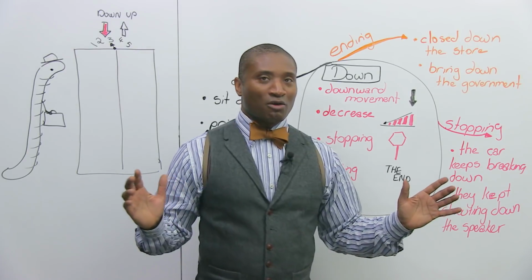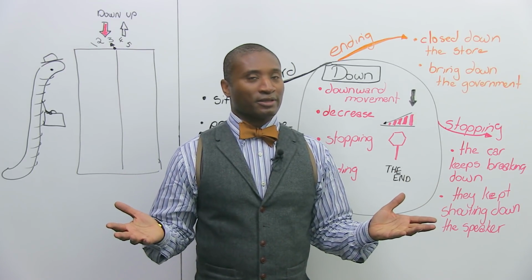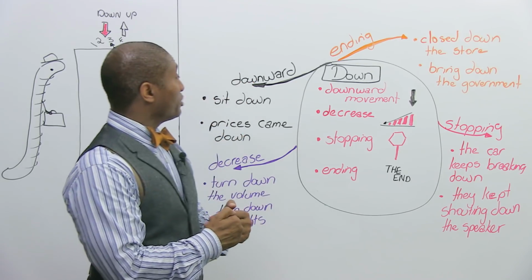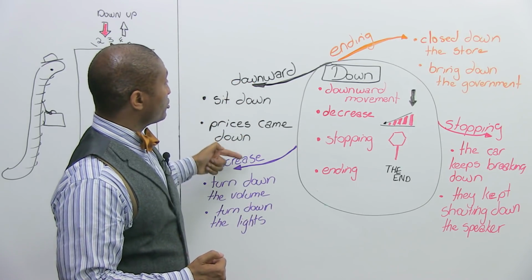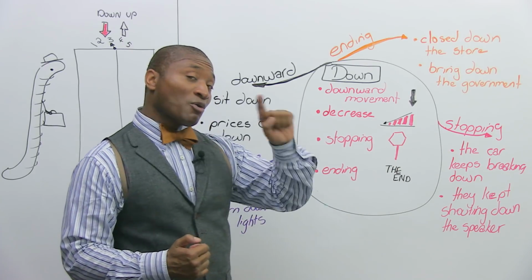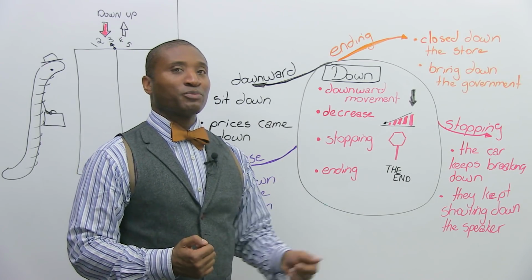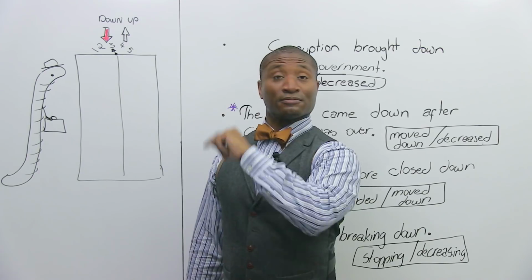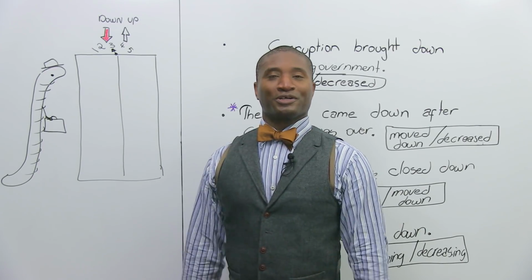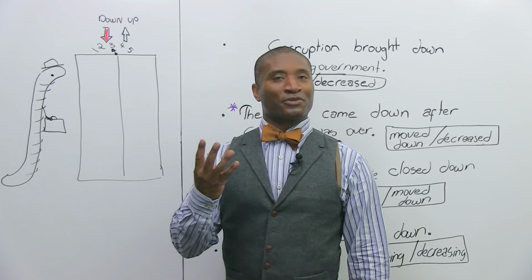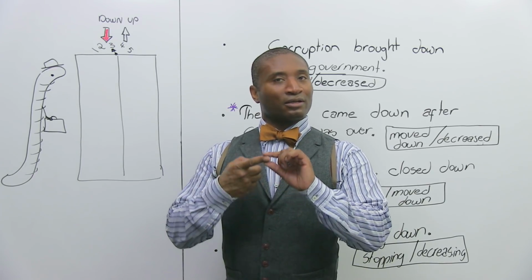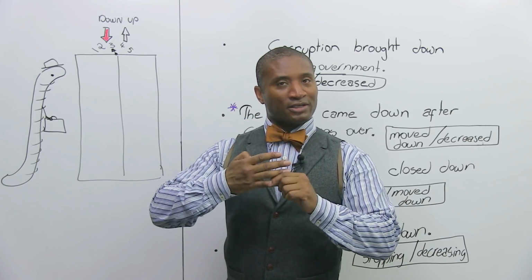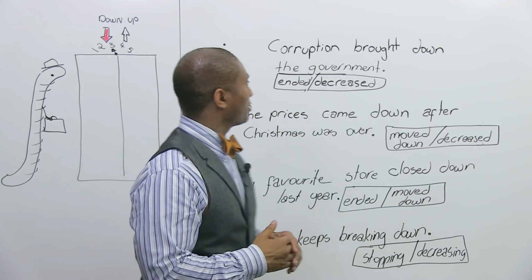So if we've got all these, I think we should do a quick quiz, right? Because if I've done my job correctly, you will be able to remember downward, decrease, ending, and stopping, how they work together, and answer my simple quiz. Are you ready? Let's do the quiz, okay? I'm sure you learned what the 4 things were, right? Change in movement, decrease, stopping, and ending. But let's quiz you on it.